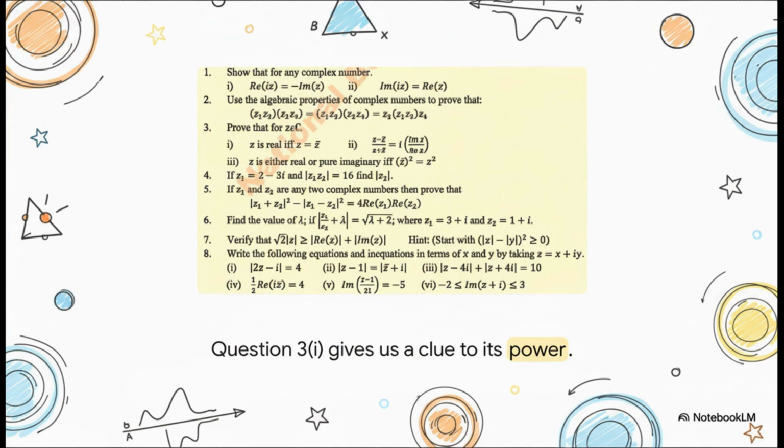Okay, so why is this simple little sign flip such a secret weapon? Well, check out question 3. It makes this pretty bold claim. It says a complex number is actually a real number if and only if it's exactly the same as its own conjugate. Let's dig into why that's true.